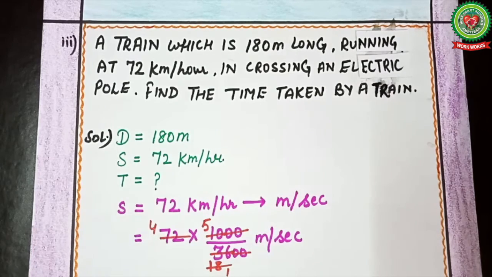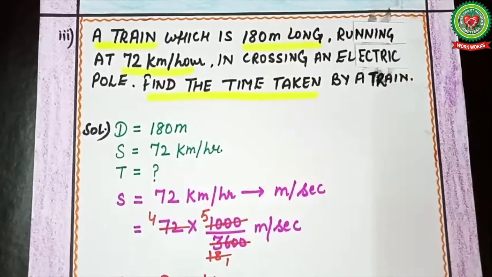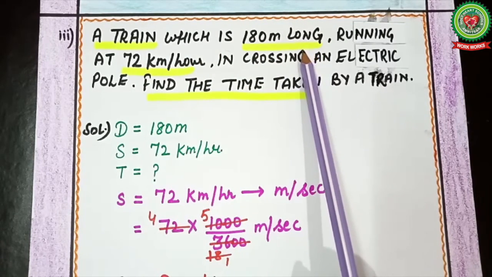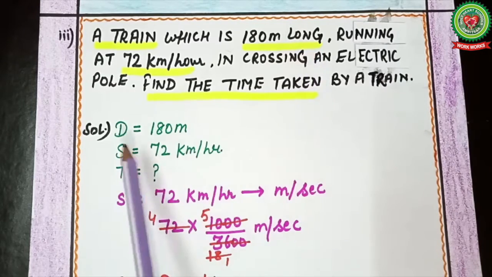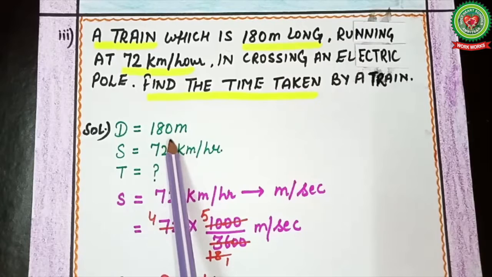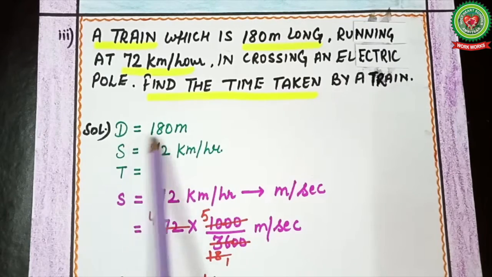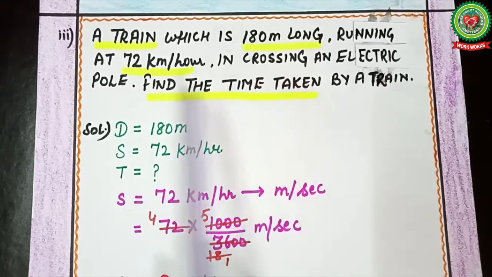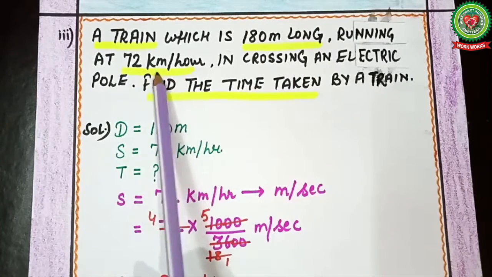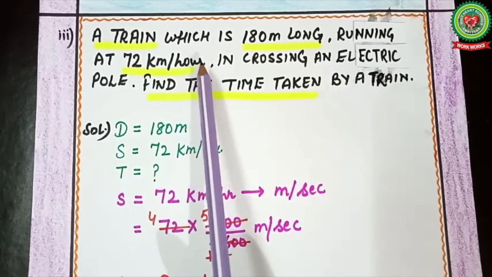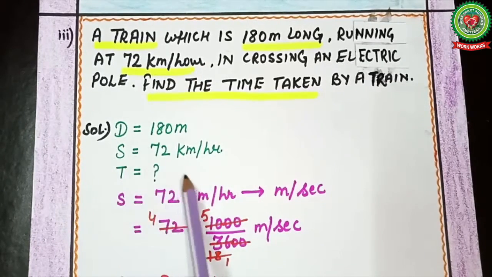So here what we will do, we will write first of all whatever is given to us. From the statement you can see what is given to us. A train which is 180 meters long. Long means length, and length means the distance. So the distance is given to us as 180 meters. Whenever the length of a train is given to us, we will consider it as the distance. So distance is equal to 180 meters, running at 72 kilometers per hour. You know that this is speed, because kilometers per hour are the units of speed. So you will write here speed is equal to 72 kilometers per hour.